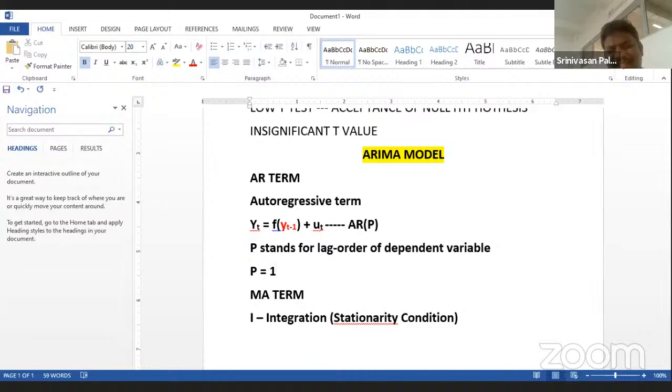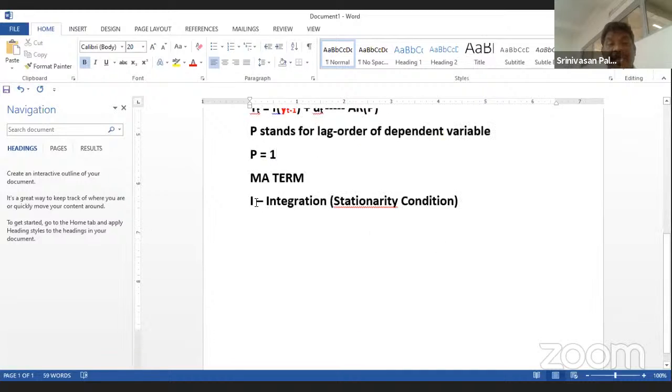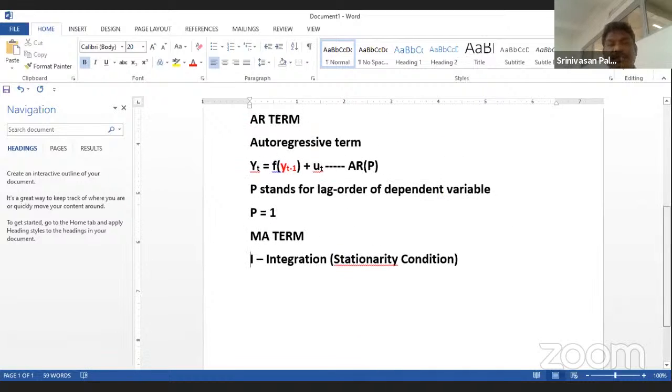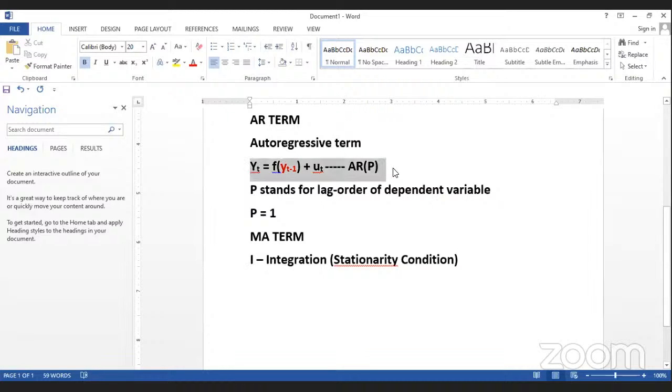One. Don't hesitate. No problem. Unmute and speak. Okay. Give me the answer. Okay, MA. What is MA? MA is nothing but the same concept. Moving average. Yeah, moving average.